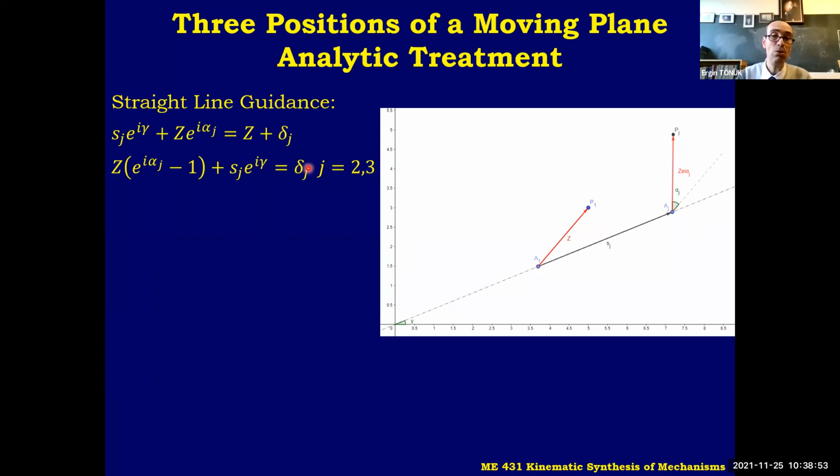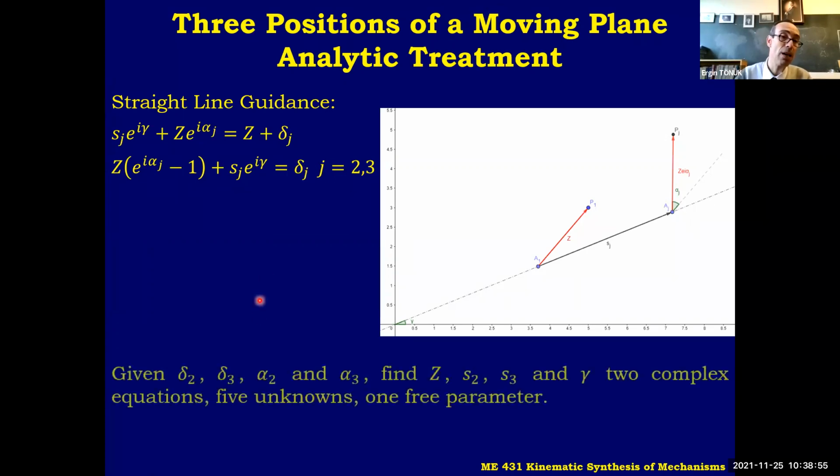Well, the 2 or the 3 positions of the plane are defined by delta 2, delta 3, and alpha 2, alpha 3. We have to find z, which is a complex number, where negative z points to my point A, whose 3 positions lie on a straight line. S2 and S3 are 2 scalars, so that it's on the same straight line, but they're unknown. Gamma is the orientation of the slider axis relative to the real axis.